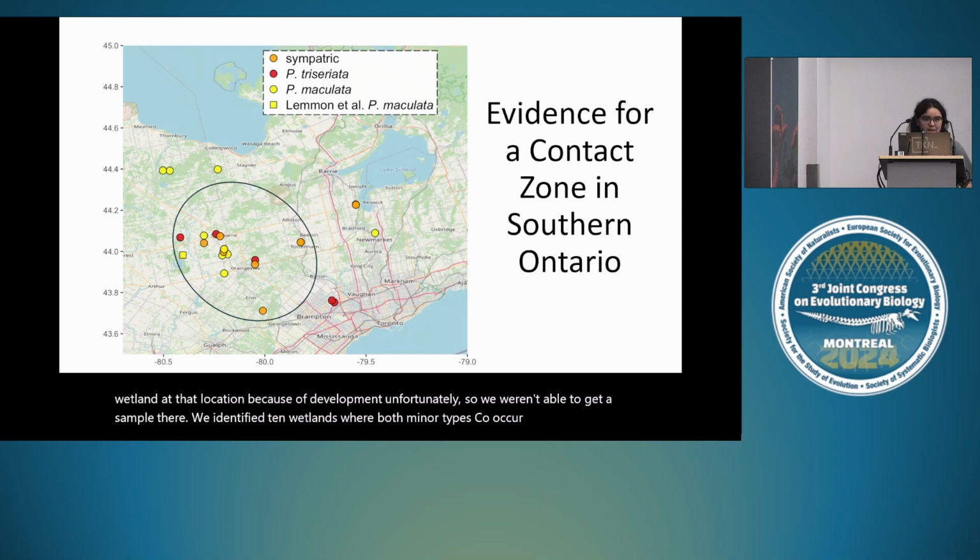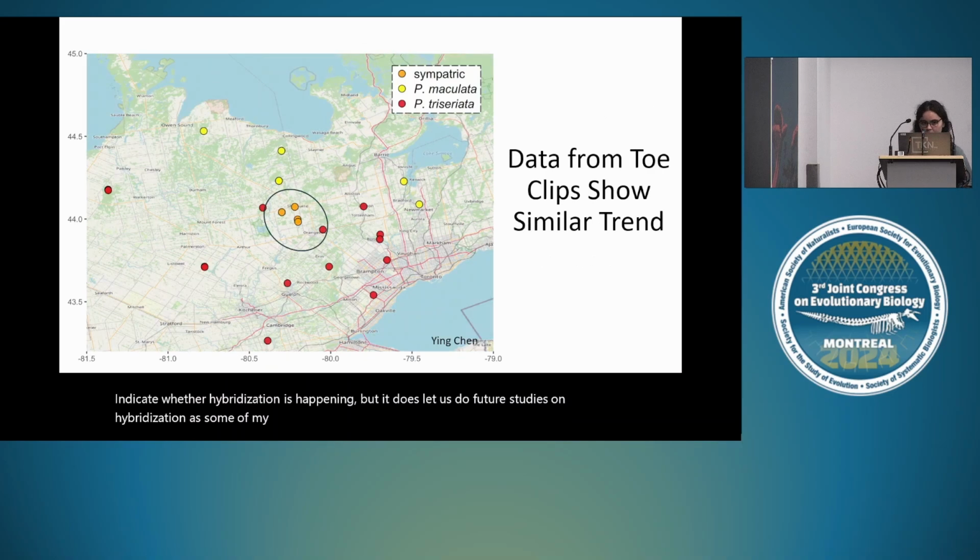This is very exciting because we didn't previously know whether these lineages did share specific habitat, let alone how many there were and where they were. This is not necessarily indicative of hybridization, and my results can't indicate whether hybridization is happening, but it does let us do future studies on hybridization, as some of my colleagues are doing.